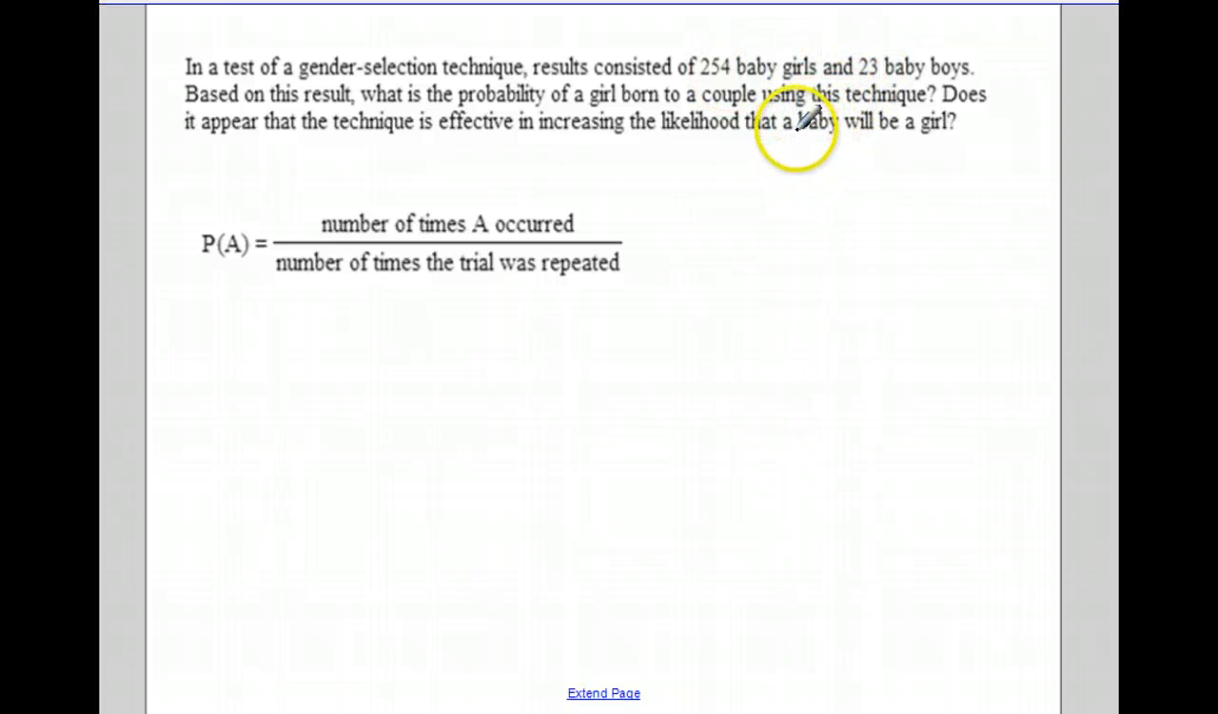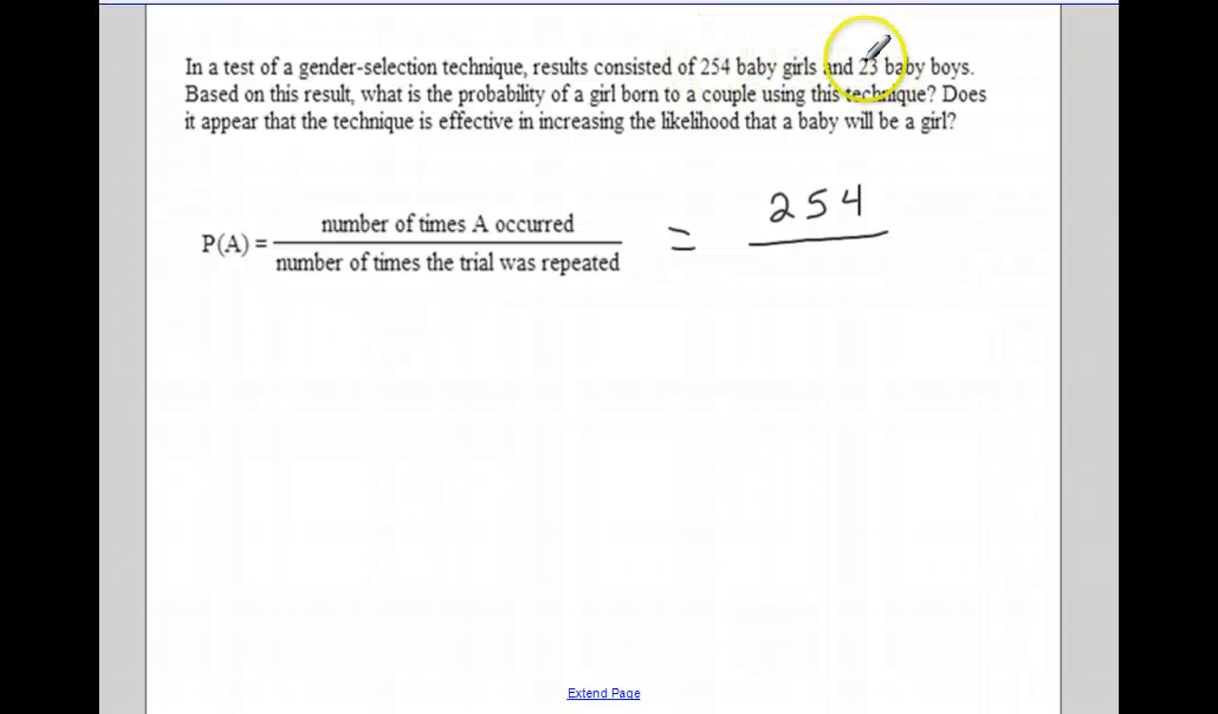So based on that result, a whole lot more girls than boys, does it appear the technique is effective? Obviously just by the numbers it is, but we want to compute a probability because that's what's going to determine this. You would assume a 50-50 chance, boy or girl, because there are 2 outcomes and we're looking at one outcome versus the other. But if we look at the probability the baby will be a girl, we're looking at how many times there was a girl, 254, and we're dividing that by the total number of times the trial was repeated.